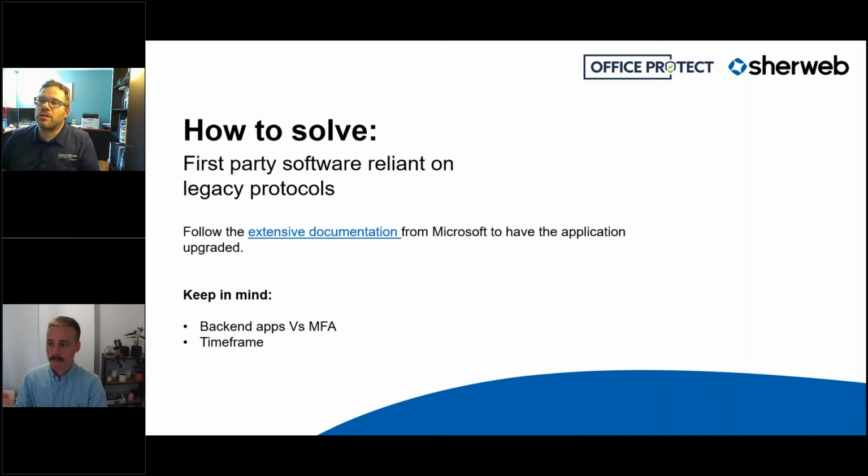Okay, so now we get to the trickier ones. They might not apply to as many people, so I'll go a little bit quicker. But first, first-party software reliant on legacy protocols. So you've built software, it uses Exchange for communication, and it uses a legacy authentication protocol. Good news, bad news on that one. Good news is Microsoft has pretty extensive documentation on how to do the change from one to the other. Other good news is you don't have to change the communication protocol. You just have to change the authentication protocol, which is an important distinction and may make the upgrade much simpler.